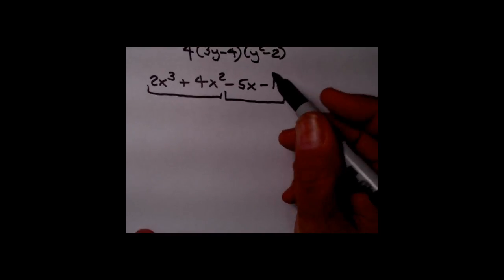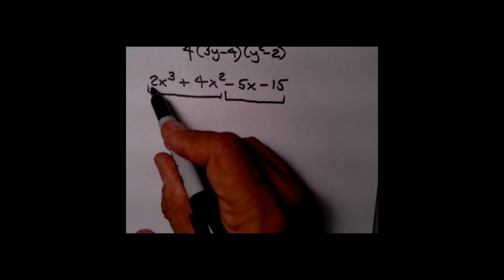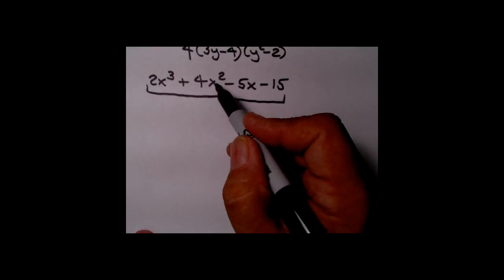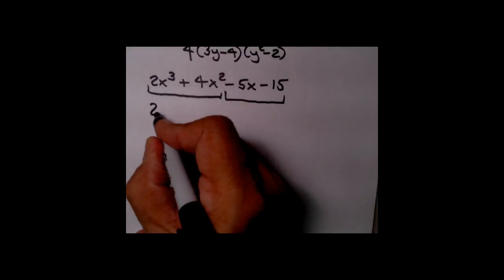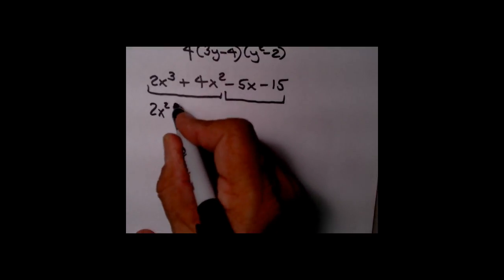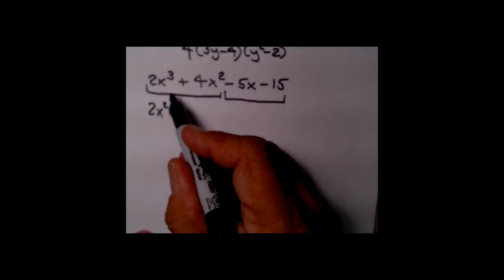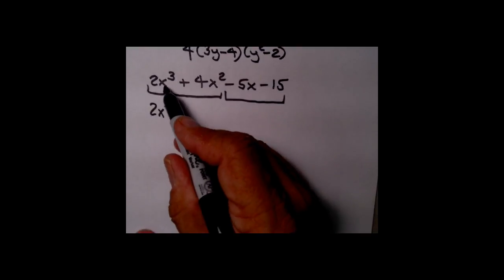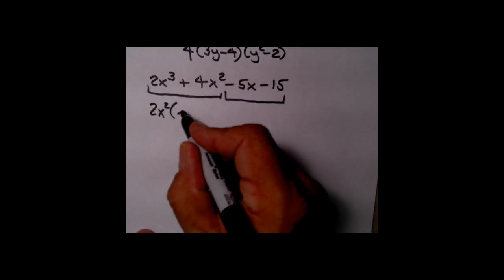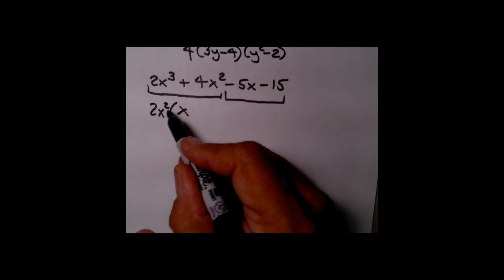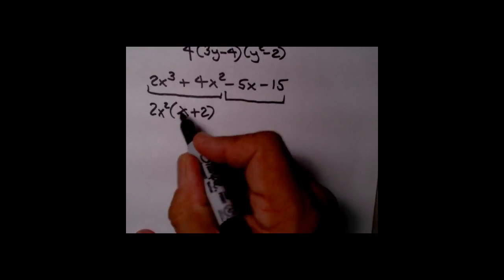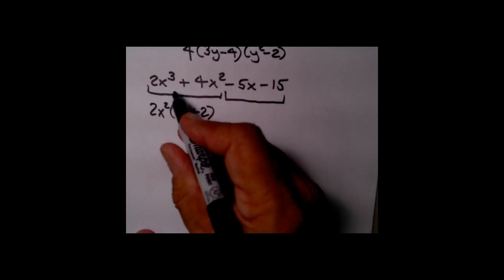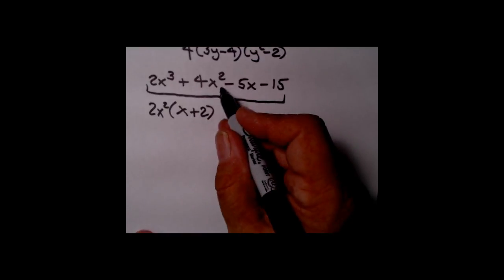Okay, here we go. What's the GCF in the first two? Well, we can get a 2 out of the 2 and the 4. And we can get 2x's out of both of these. So 2x squared. And then what are the leftovers going to be? Well, what do you have to multiply this by to make that? A single x. And over here you have to multiply by plus 2. Okay, so if you distributed this in, you'd get these guys here.